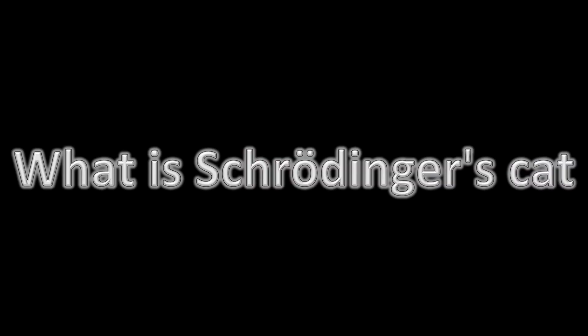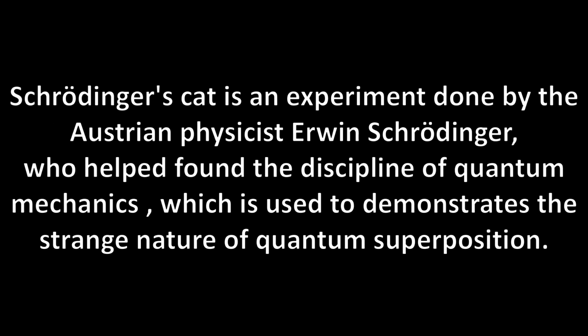So what is Schrödinger's cat? Schrödinger's cat is an experiment done by the Austrian physicist Erwin Schrödinger, who helped found the discipline of quantum mechanics, which is used to demonstrate the strange nature of quantum superposition. In this experiment, as they say, if you place a cat and something that could kill the cat, let's say a radioactive atom, in a box and seal it.